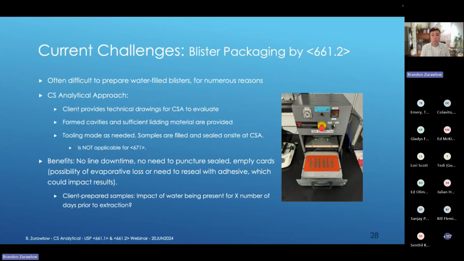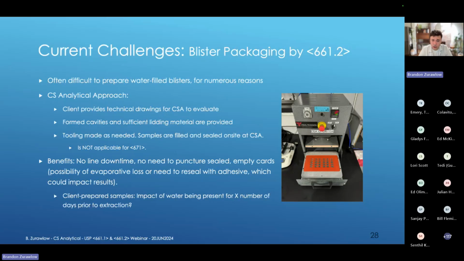There's also this concept of even if we are able to, at the manufacturing site, produce water-filled blisters, well, what is the impact of that water being present for 2 weeks as it's shipped from the manufacturing site to our laboratory and then placed in autoclave or oven, extracted and tested? Is that really an increased extraction period relative to what the chapter prescribes? And so this particular approach of filling and sealing on site in the moment as part of the sample preparation process has proven to be really successful from a 661.2 perspective.